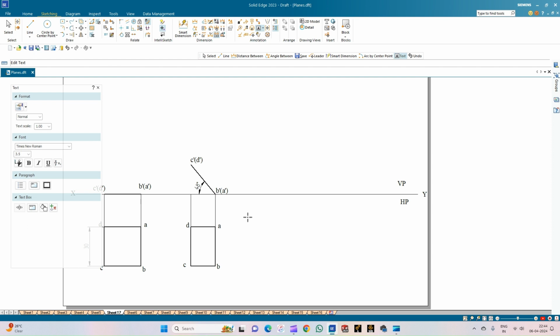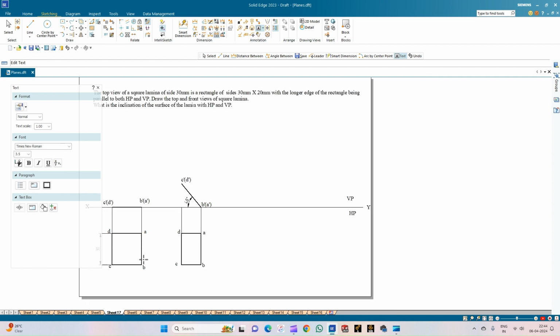But however, with respect to the next position, that is with respect to the VP, he tells that the edge on which it is resting is parallel to both HP and VP. So you can just see that this edge AB is parallel to the HP in the initial position. Now it has to be parallel to the vertical plane as per the problem statement. So he tells that with the longer edge of the rectangle being parallel to both HP and VP. So here the longer edge is 30 mm. So it is a square measuring all the sides will be equal to 30 mm, and here the longer side is 30 mm. So now this longer side should be parallel to VP.